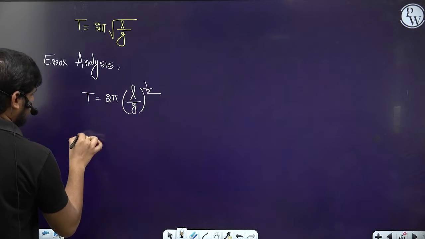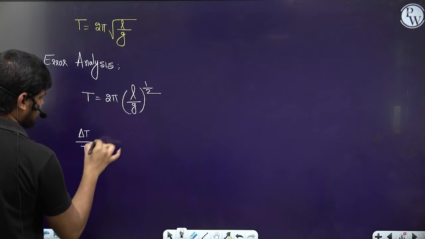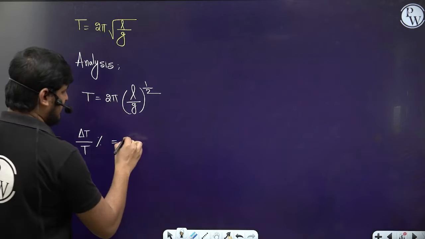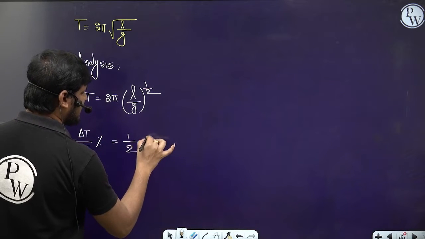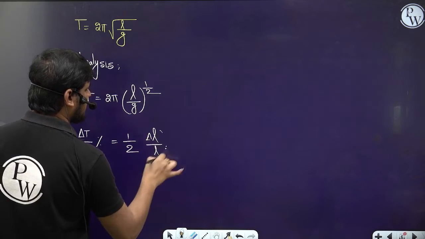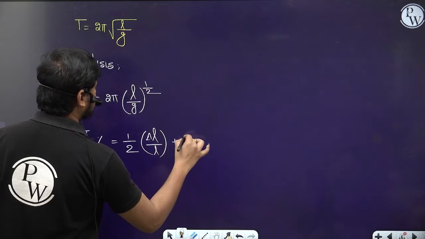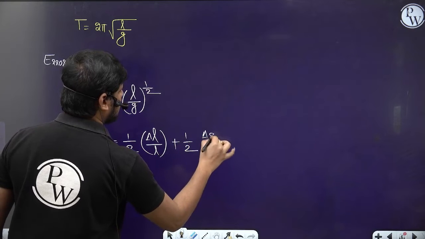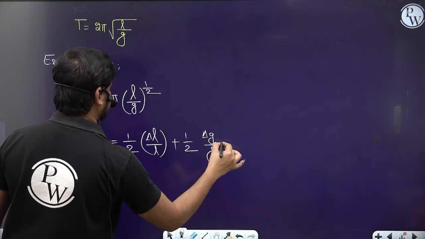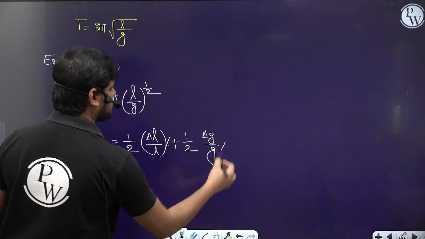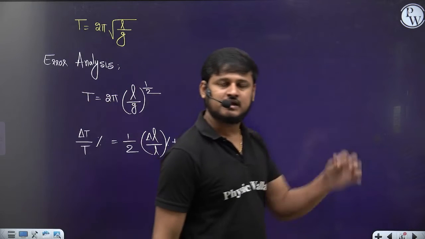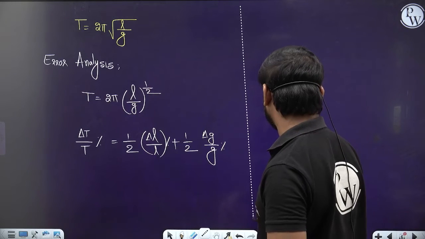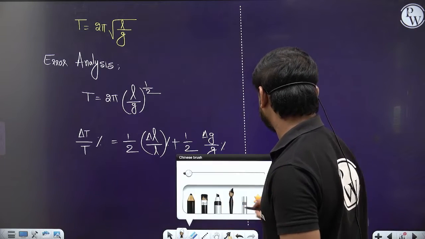So here the delta T by T percentage will be equal to, by the error analysis method, 2 pi is a constant, so I can write 1 by 2 into delta L by L, plus 1 by 2 into delta G by G. In terms of percentage, if you need it. Done. Understood this part? Let me take a simple question based on this.